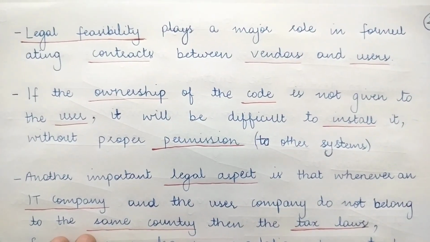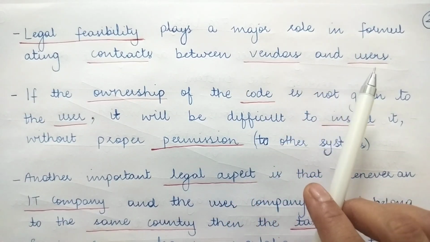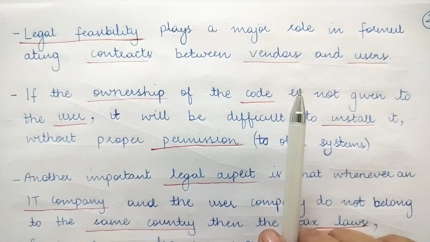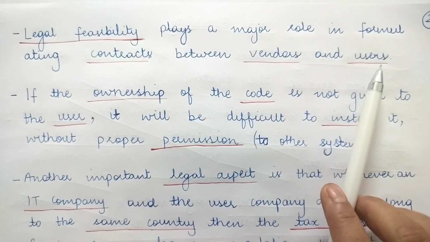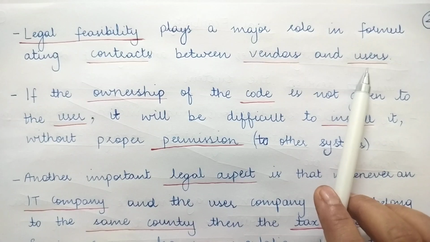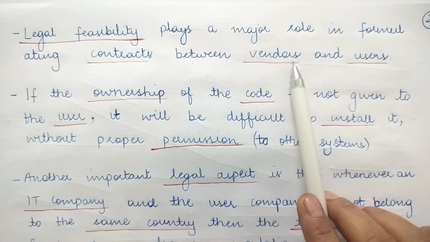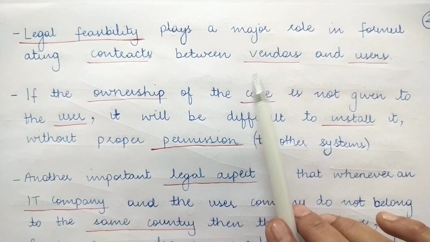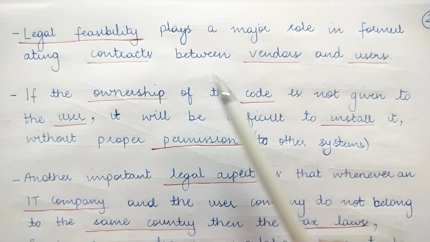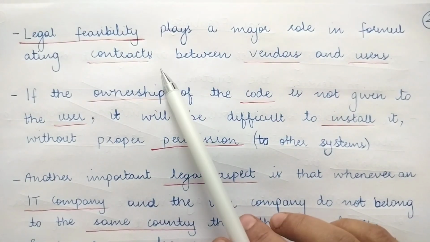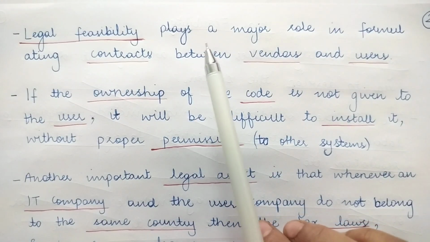Legal feasibility plays a major role in formulating contracts between vendors and users. Vendors are those who would be developing the software project, and users are the ones who would finally be using that software project. So the users are paying the vendors, but before the users can actually use the software project which is developed by the vendors, there are some contracts that need to be made between the vendors and the users, and legal feasibility study plays a very important role in formulating those contracts, in deciding what all the terms and conditions of those contracts would be.